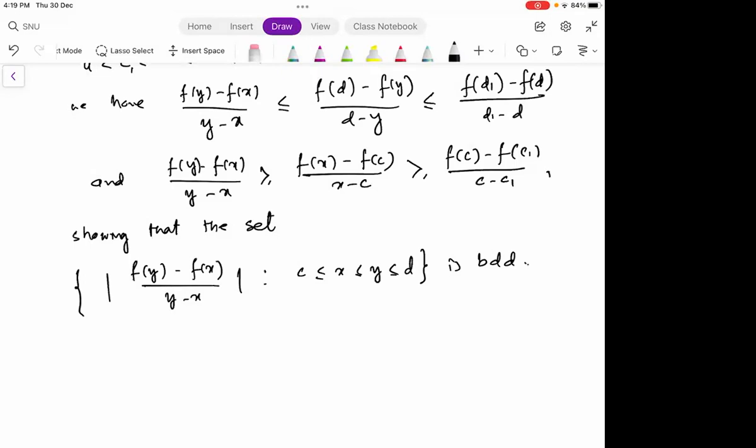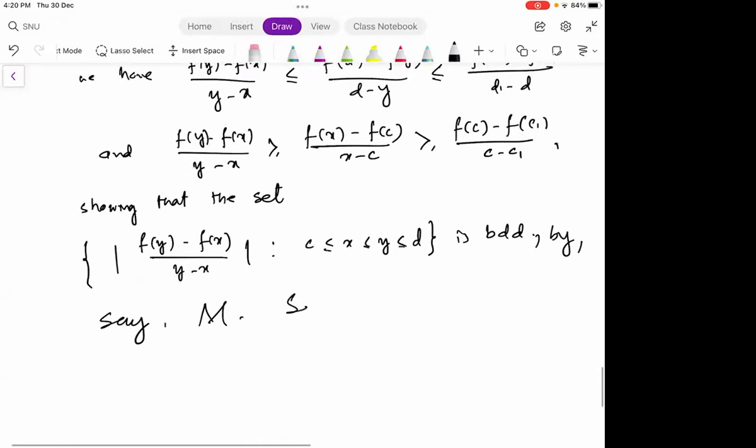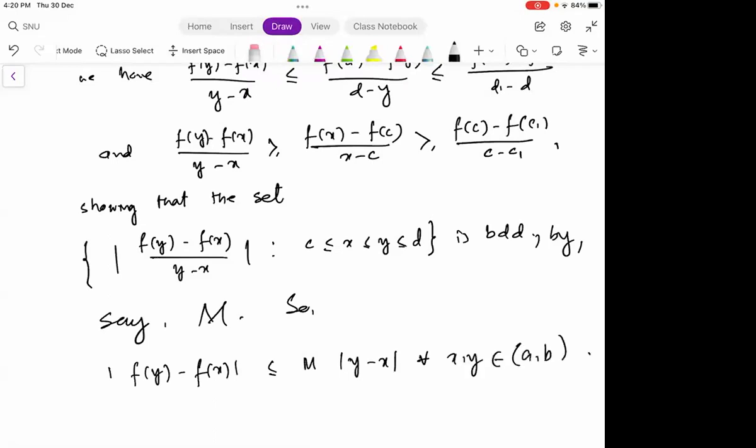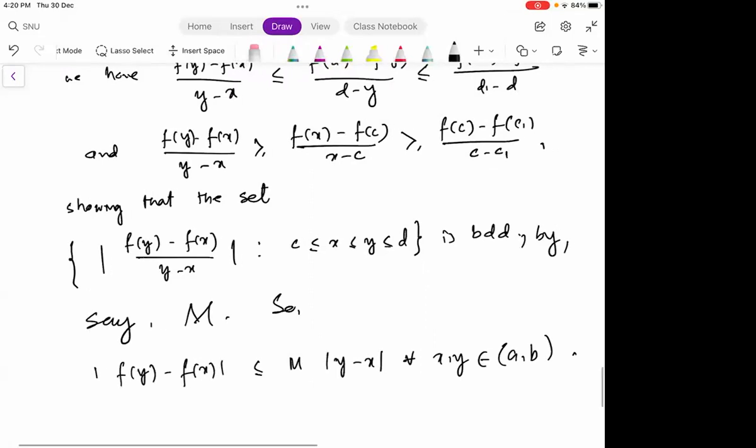Is bounded by, say, M. So if that's bounded by M, what does this say? So mod f(y) minus f(x) is less than or equal to M times mod y minus x for all x, y in AB. That's what this is saying. Maybe take x less than y. I mean, it doesn't matter either way. But then it has to be continuous, of course, as y goes to x. It's slightly better than continuous, in fact. Agreed? Yes, sir. Okay, good.